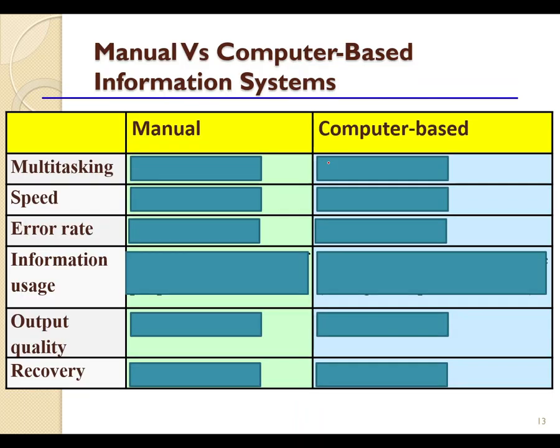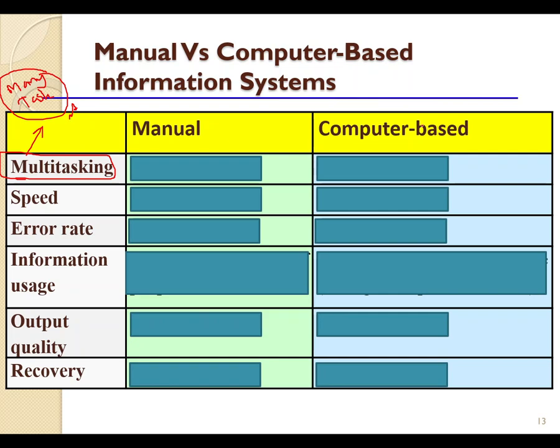Now we'll compare those two with these terms. The first is the feature called multitasking. What is multitasking? That is doing tasks, works simultaneously, at the same time. It is the ability of doing many tasks. Multiple tasks are done at a time, at a moment.